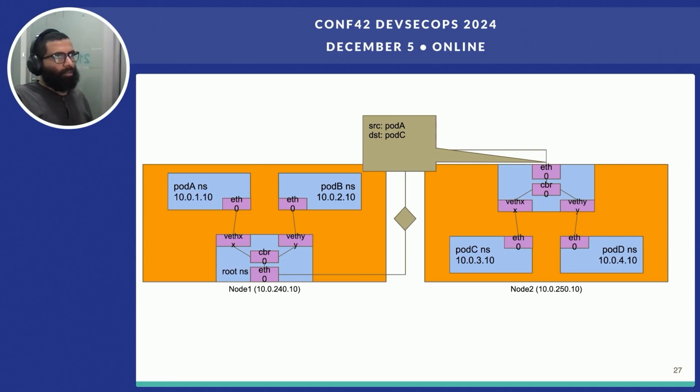Coming back to our example, the packet now reaches node 2's network interface eth0. From there, the bridge inspects the destination IP 10.0.3.10 and forwards the packet to the correct virtual Ethernet connected to pod C. And the packet finally reaches pod C.